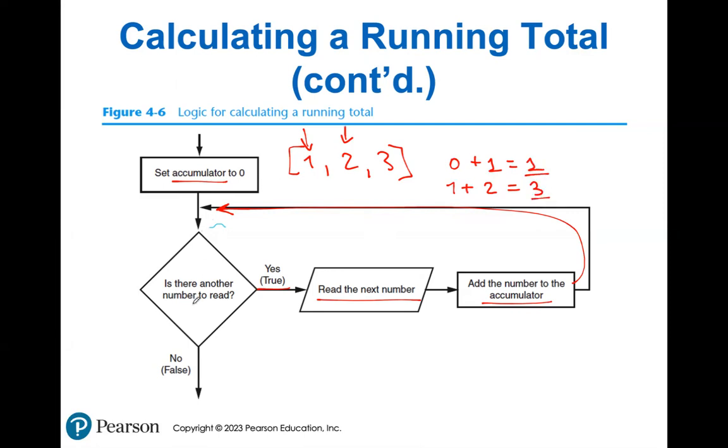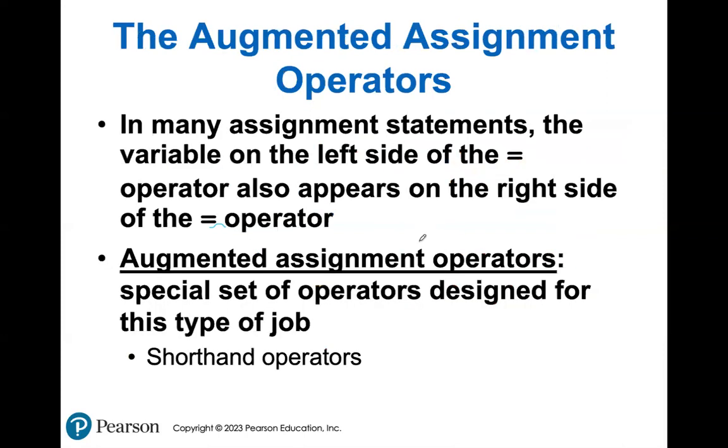Then we keep going. Is there another number to read? Yep, we have another number right here. We have number 3. And then our last step is adding that number to our accumulator variable. So in this hypothetical scenario, our accumulator at the end is going to be equal to 6. So this is how you would calculate a running total of whatever you need to calculate.